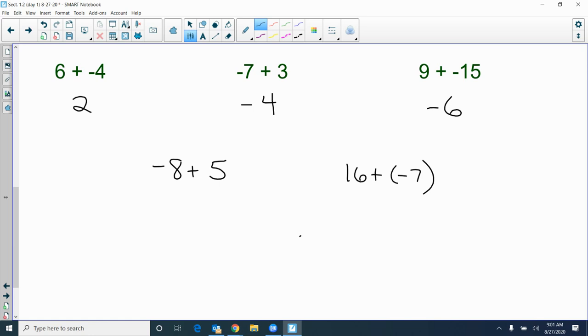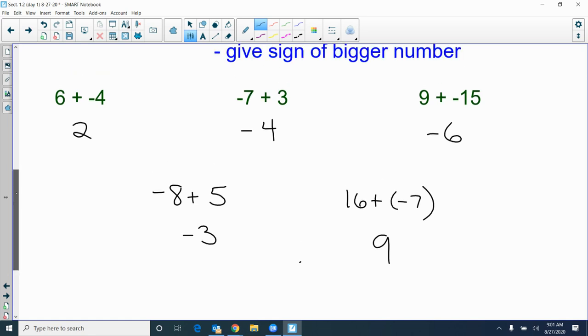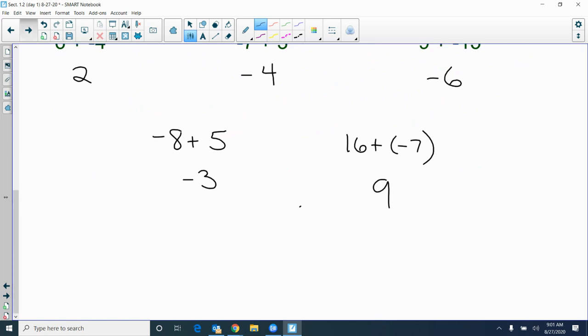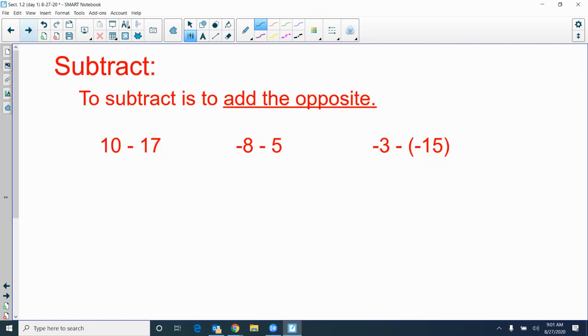Okay. All right, Evan. -8 plus 5 is -3, agreed. 16 plus -7. Right here, Sam. +9, good. It always takes the sign of the larger number. Always takes the sign of the larger number for that one. Okay, subtract.